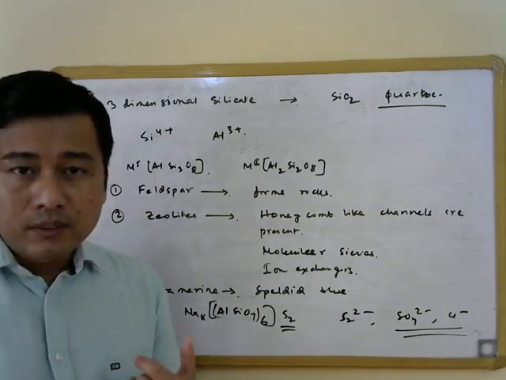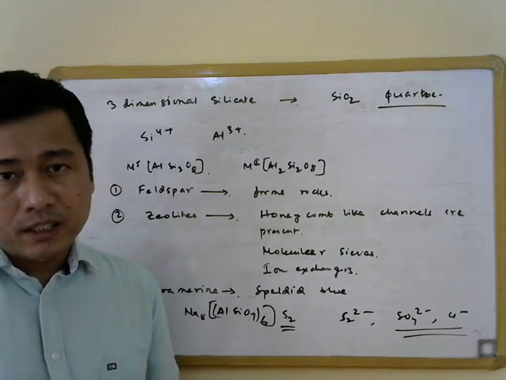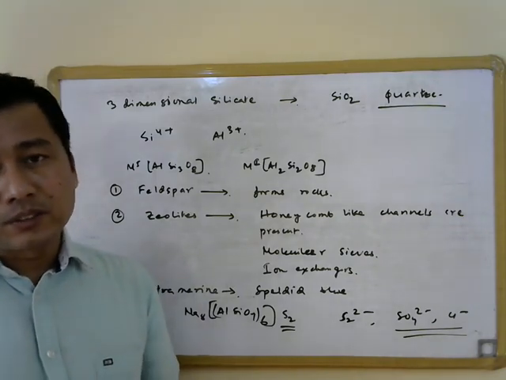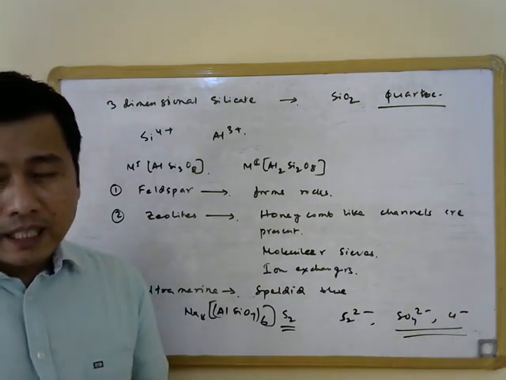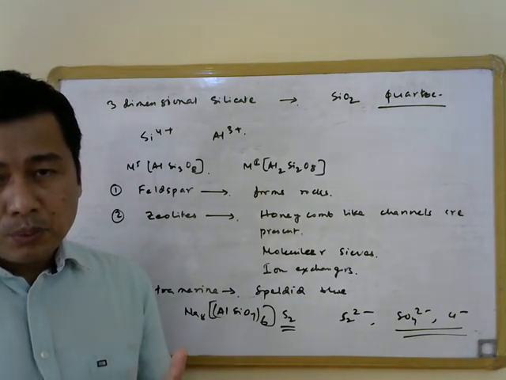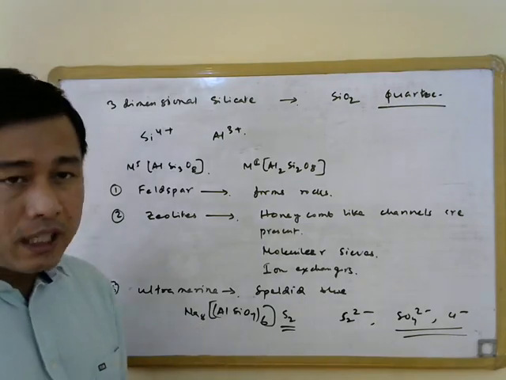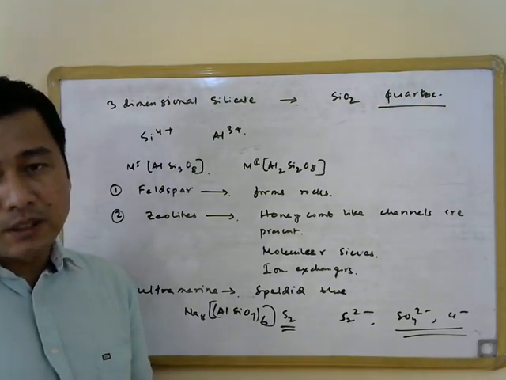Then we have seen that if we share 3 oxygen atoms per SiO4 tetrahedra, there is formation of sheet silicates, and we have seen different types of sheet silicates. That is, we have clays, and then white asbestos, and then mica and montmorillonite. These are the 4 different types of sheet silicate minerals.